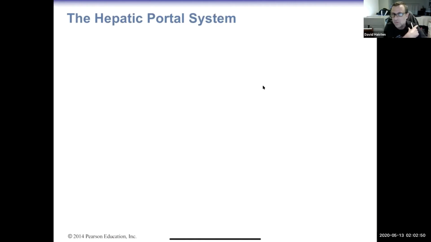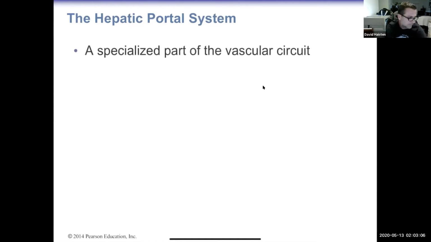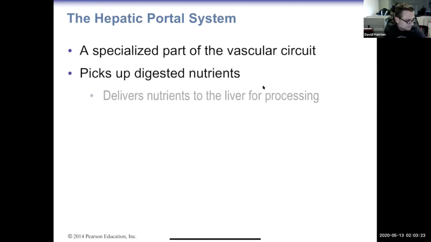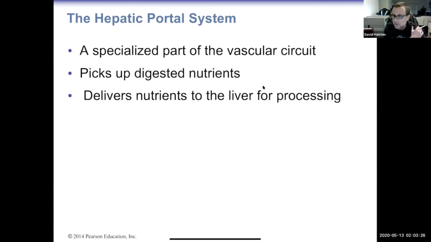Okay, so the hepatic portal system. Like I said, blood from your digestive organs is not ready to be sent to circulation. It has to be sent to the liver first. So it's a specialized part of your vascular circuit. Hepatic portal system picks up whatever is being absorbed in your intestines, and your stomach absorbs things too, like booze. Alcohol gets absorbed in your stomach. So everything has to go to the liver to be processed. It's not ready to go in your circulation yet.